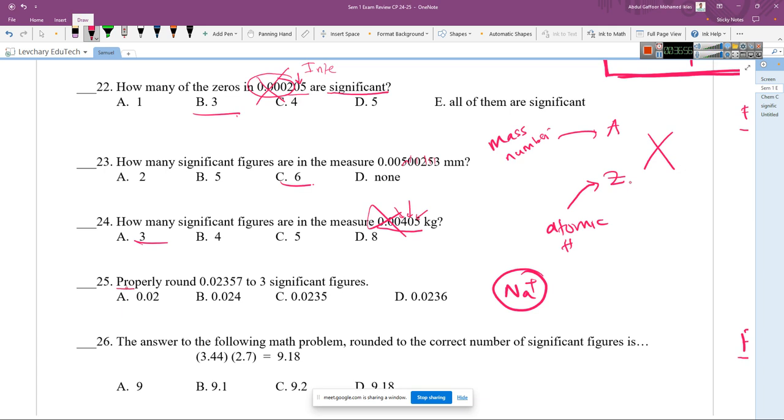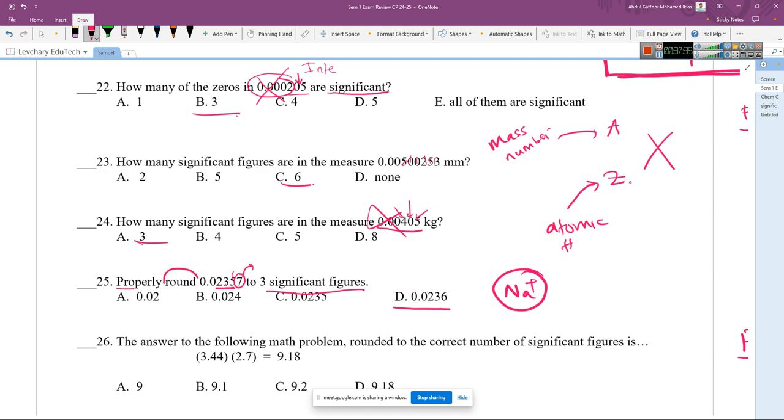Now, properly round 0.02357 to three significant figures, right? So we should have only three numbers. These are three significant figures, and we have to look at the fourth significant figure here. Since this is greater than 5, we add 1 to the digit before it. So 0.0236. The answer should be D, not C. Have you understood it now?